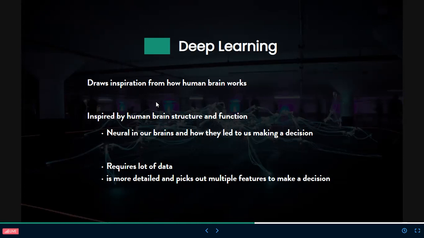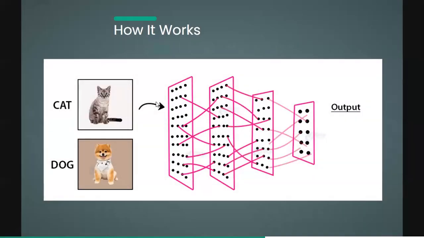So we are more detailed when it comes to deep learning, and we pick out multiple features. We pick out multiple things that are happening before we make a final decision. So this is how it works. We're going to use an example of a cat and dog. If you're someone who loves animals, or maybe you don't love animals and you don't even care for them, you clearly know a cat and dog, right?